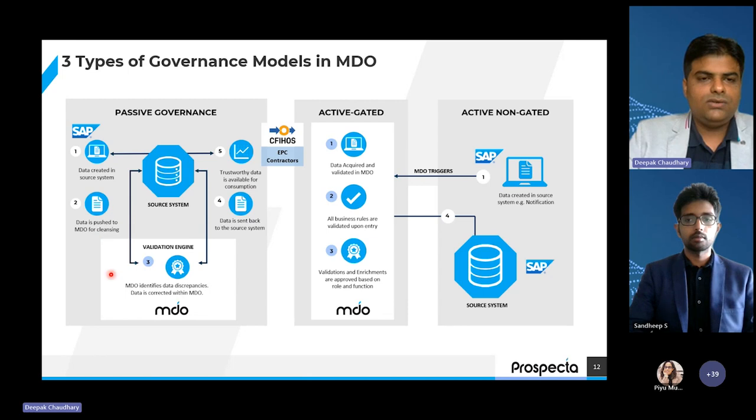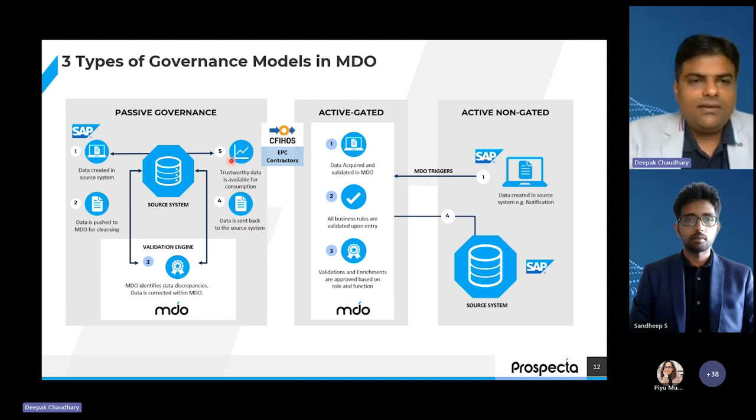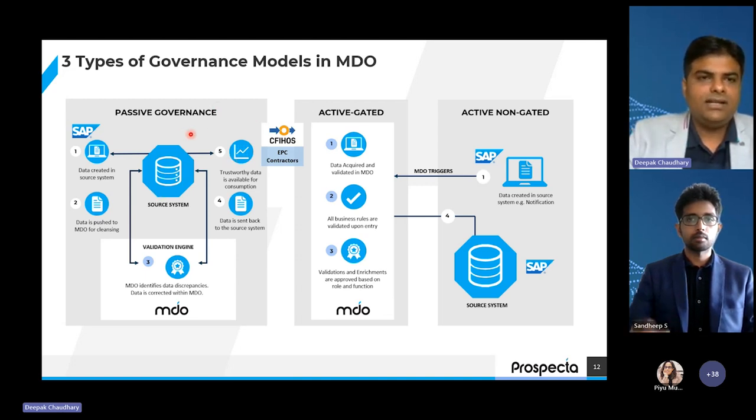You can create those business rules and engage the quality of your data. And then ultimately you can also remediate or correct the data within the MDO. So within the MDO framework, you can identify the data discrepancies and you can also correct the data. And once the data is corrected, you can send it back to the source system, and all the trustworthy data will then be available for the consumption of the end users, right? So that's the passive governance part of it, which majorly deals with your legacy data.